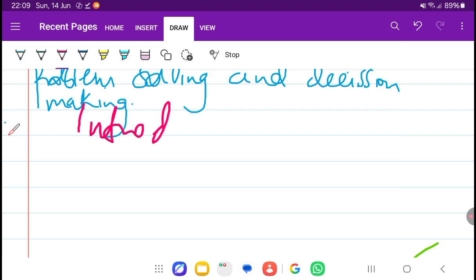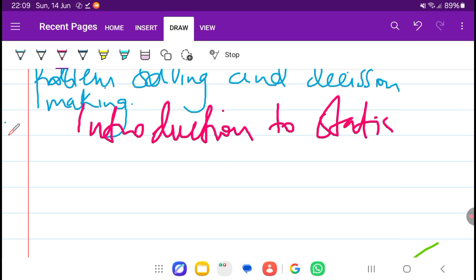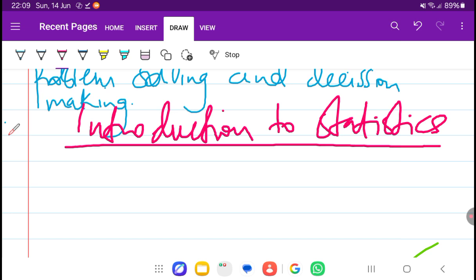Introduction to statistics. Now we need to understand, by the end of chapter 1 of the introduction, different aspects. We need to be able to define the term statistics.